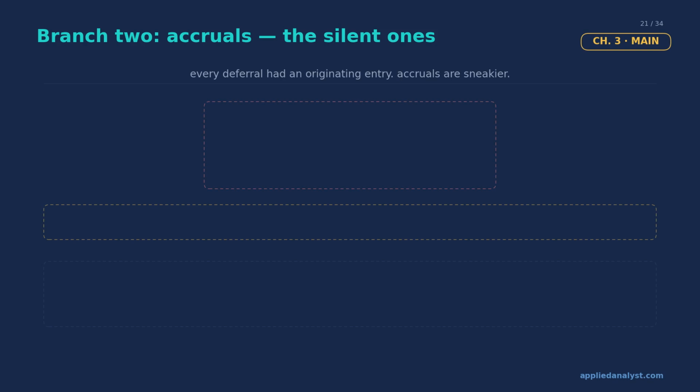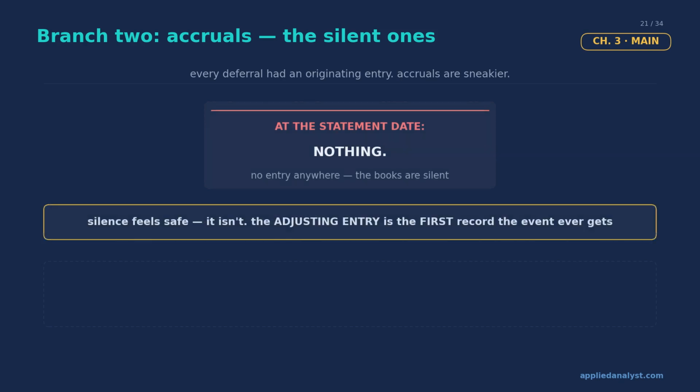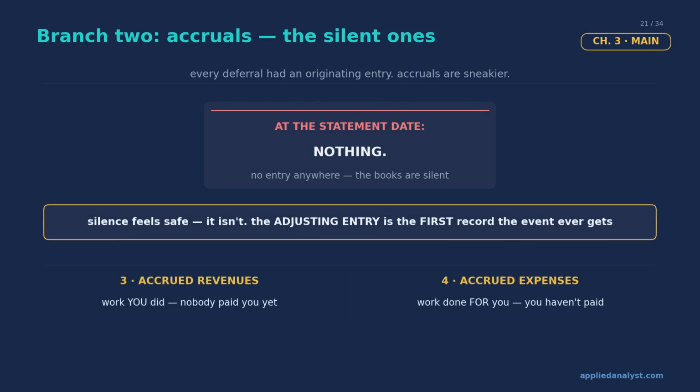Some cash moved, something got written down. Accruals have nothing. The revenue or expense already happened, but at the statement date, the books are completely silent. No entry anywhere. Silence feels safe. It isn't. The adjusting entry is the first time the event is ever recorded. Two types, and Maple Bean has both waiting tonight. Work you've done that nobody has paid for, and work done for you that you haven't paid for. Let's collect what you're owed.